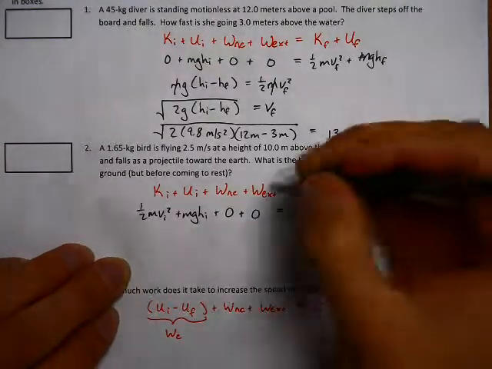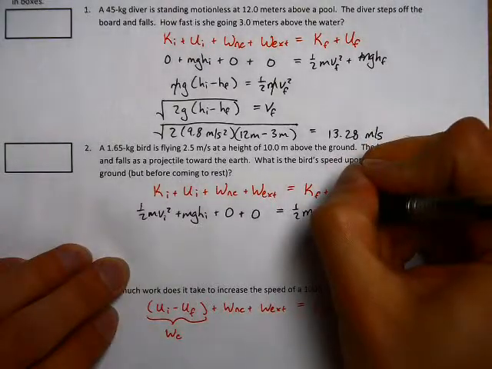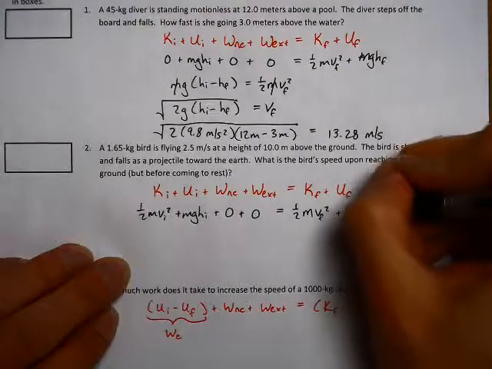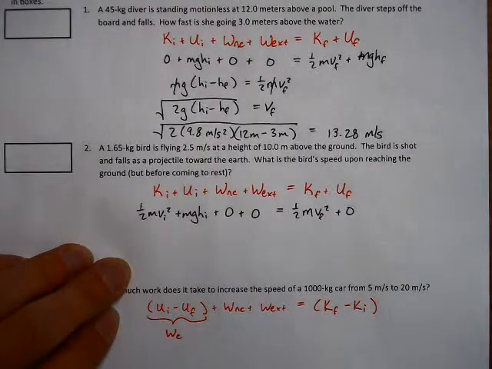We have speed at the end, but at the end we are at ground level. Height is assumed to be 0, and so we have no potential energy, mgh equals 0 because h is 0. In this case, we can divide through by m.